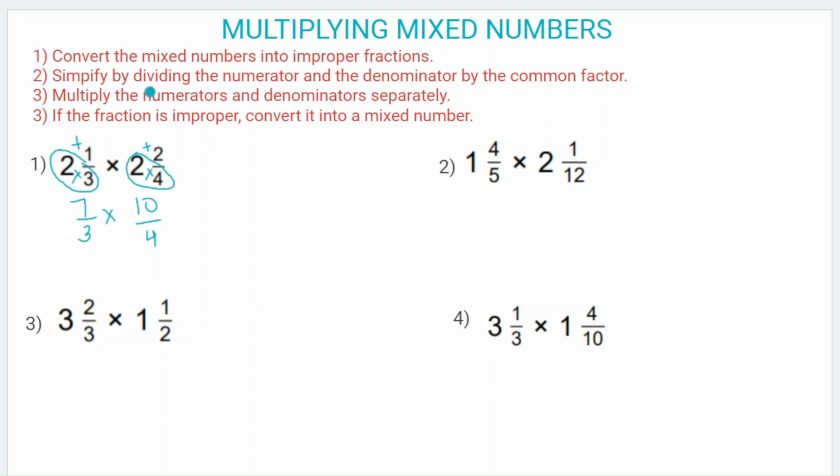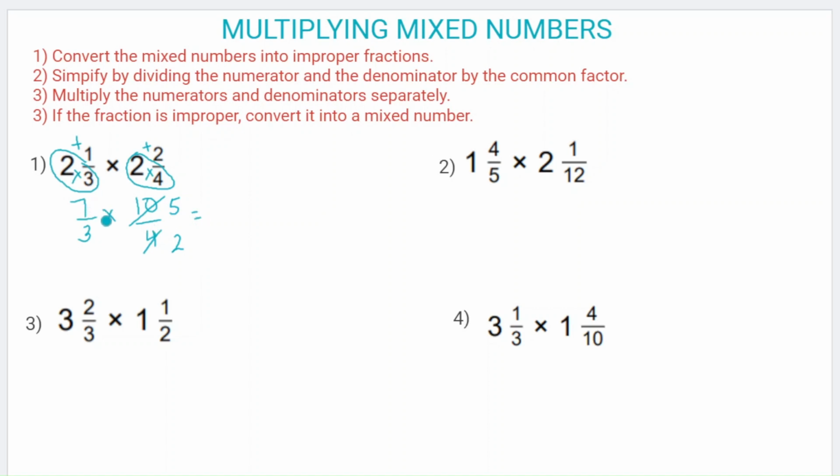Step 2, simplify by dividing the numerator and the denominator by the common factor. Now let's see if there is any common factor between the numerators and the denominators. 7 and 3 do not have a common factor. 10 and 4, they have a common factor, which is 2. So 10 divided by 2 is 5. 4 divided by 2 is 2.